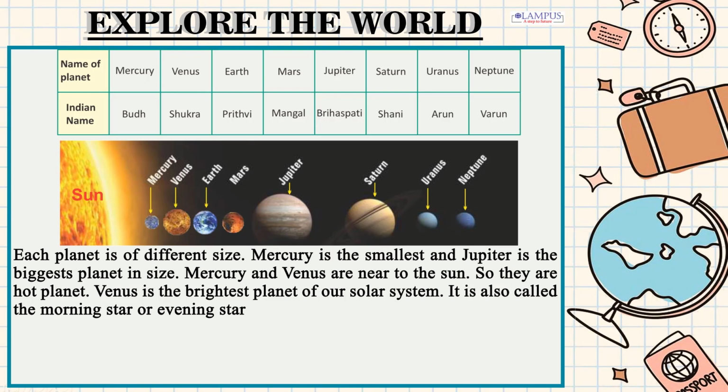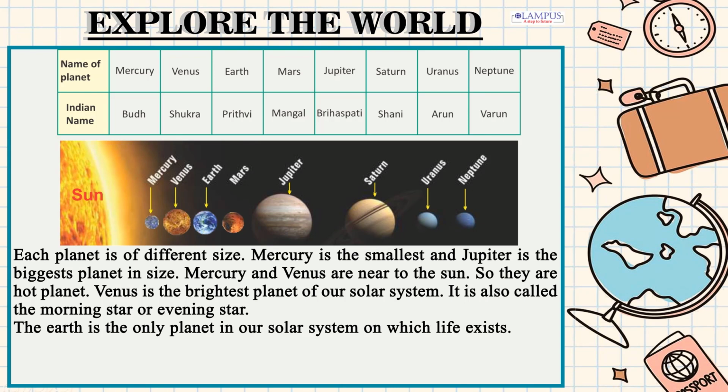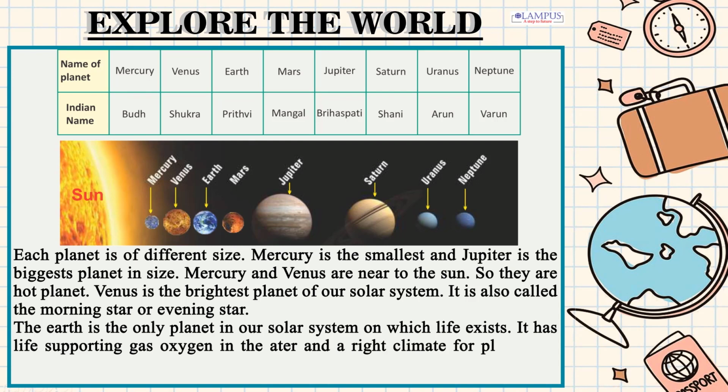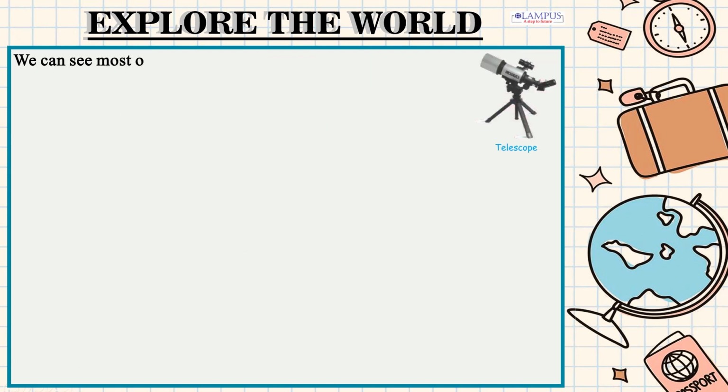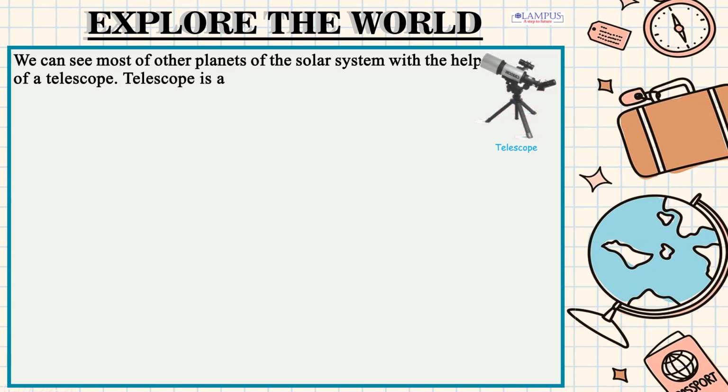The Earth is the only planet in our solar system on which life exists. It has life-supporting gas oxygen in the air, which we need to live. It has water and the right climate for plants and animals to live and grow. We cannot live on any other planet. We can see most of the other planets of the solar system with the help of a telescope. A telescope is an instrument to see distant objects.